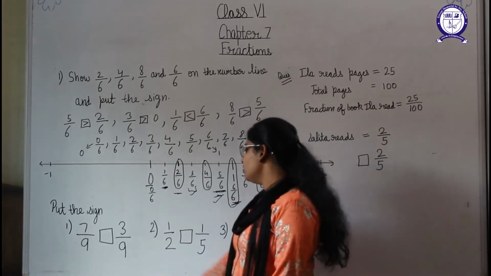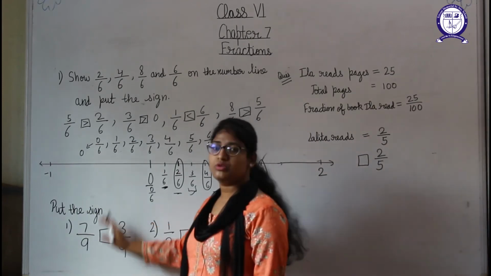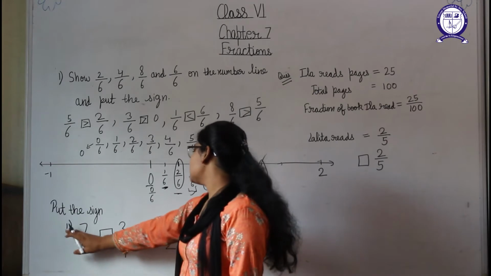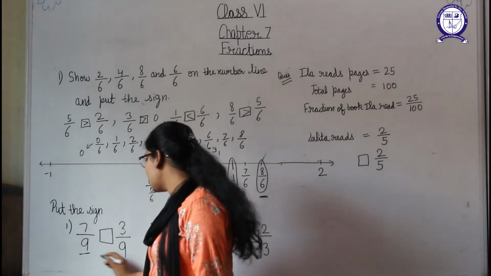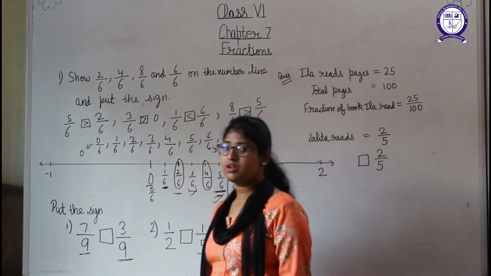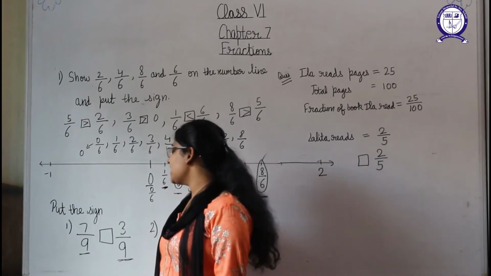Now some fractions are given to you. You have to compare them and put the sign. The first fractions are 7 by 9 and 3 by 9. In this, students, you can see that 9 and 9, the denominators, are the same here. So putting the sign in this case is very easy.